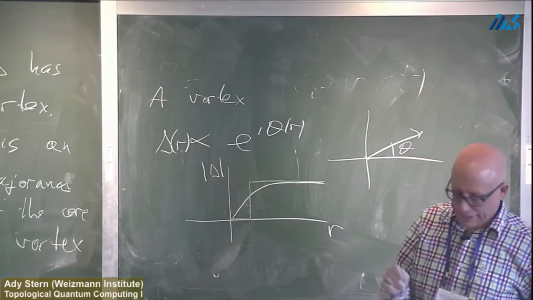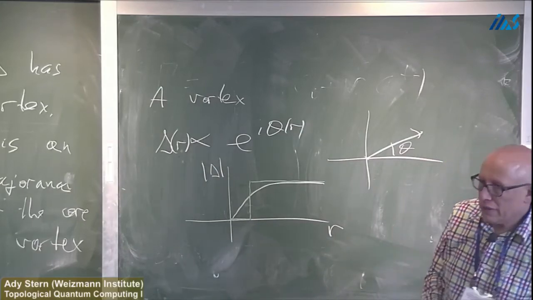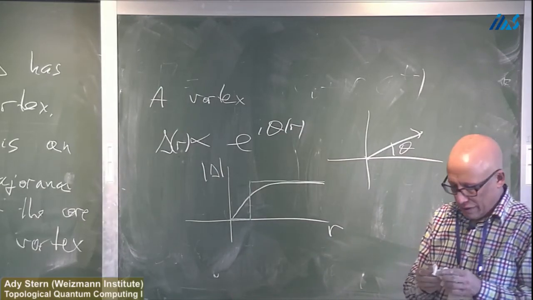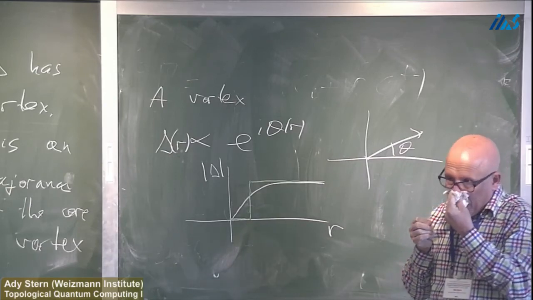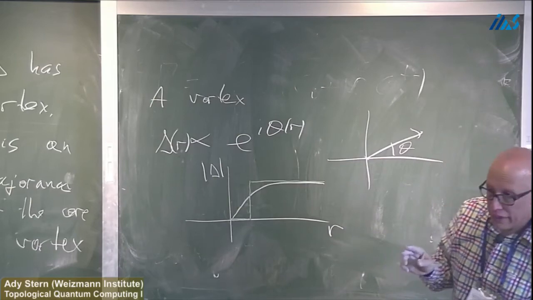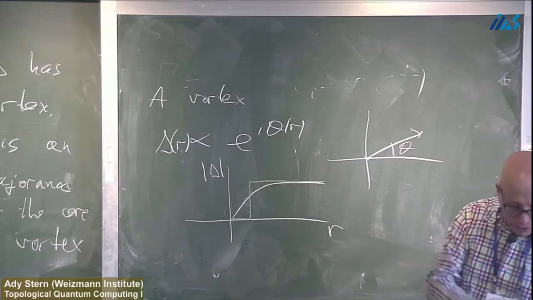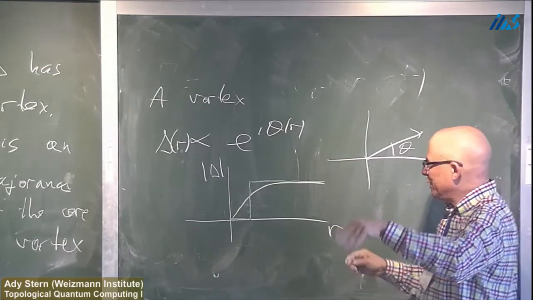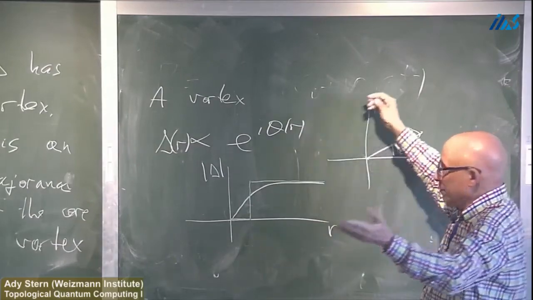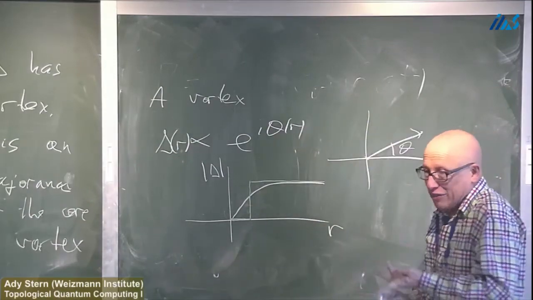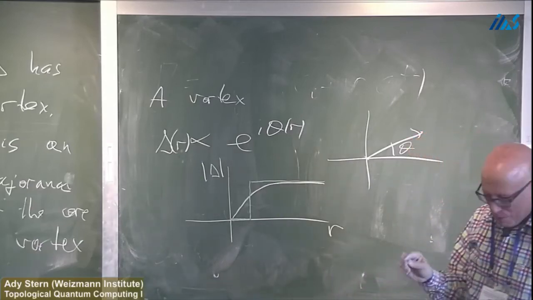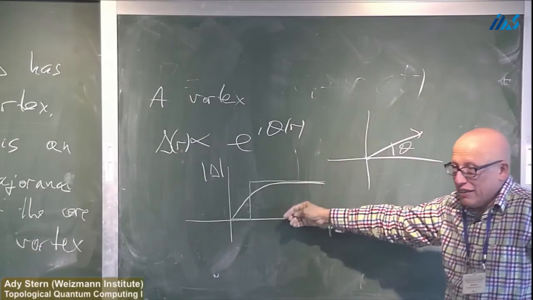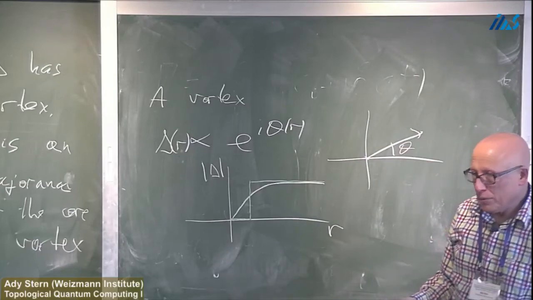Other questions? Yes. No, good question. Now I understood the question. You say maybe on this board I have just a single vortex. Thanks for this question. It's important. So I have just a single vortex. Where's the second zero mode?